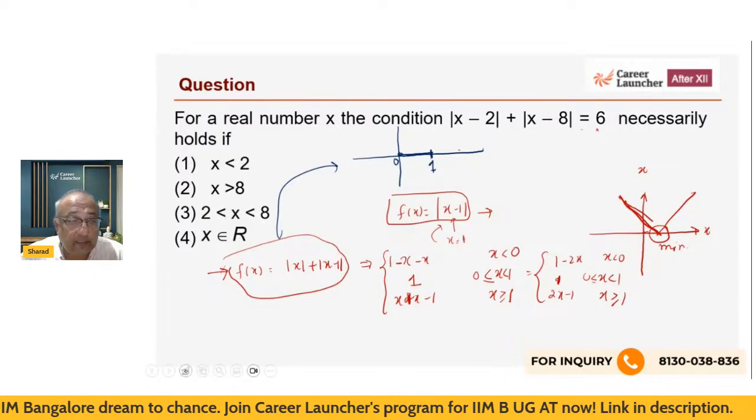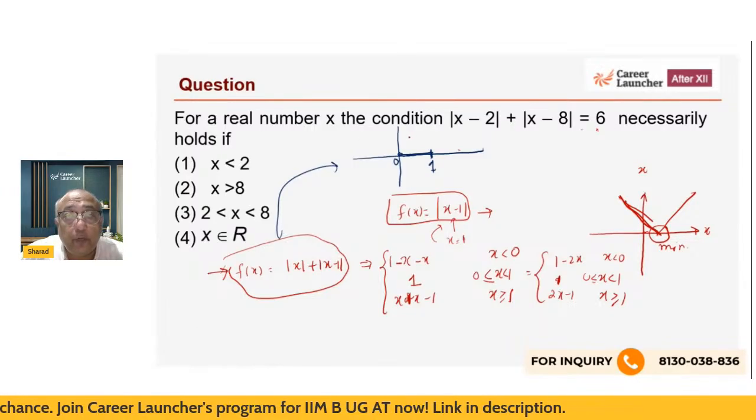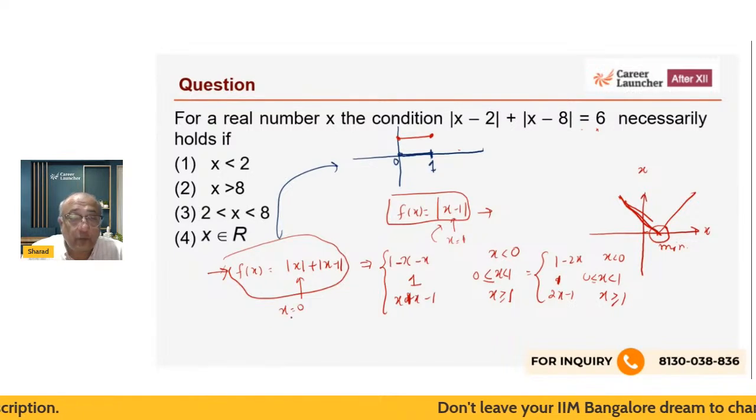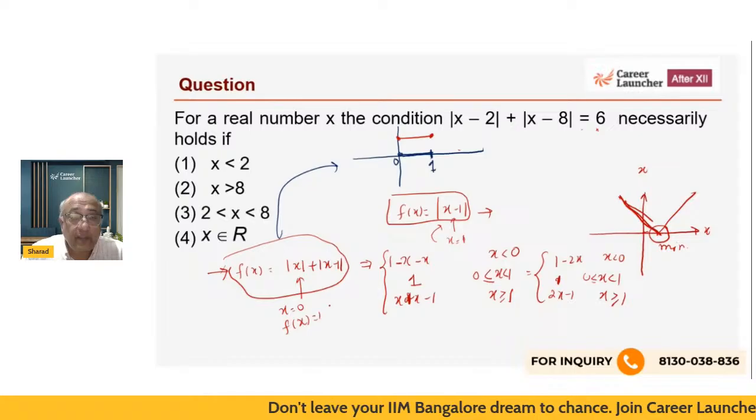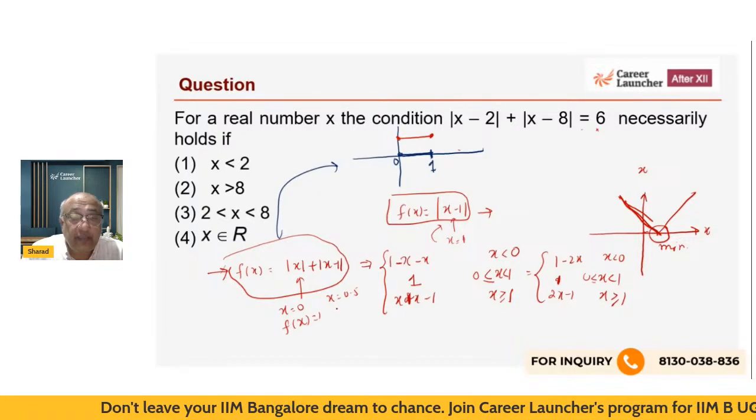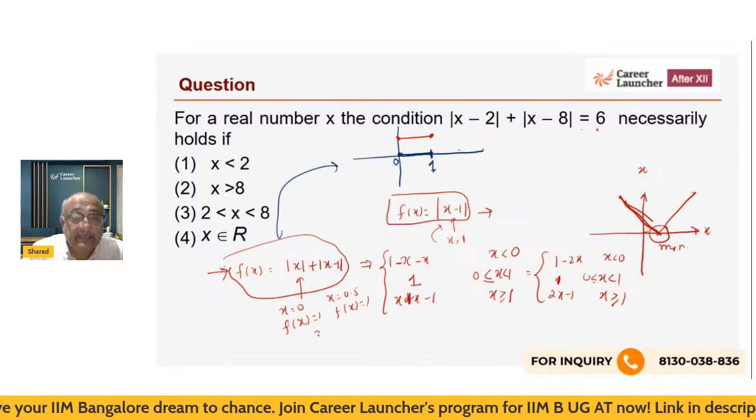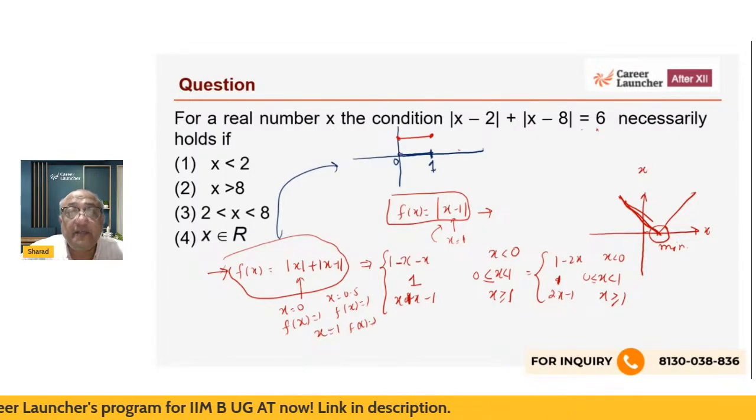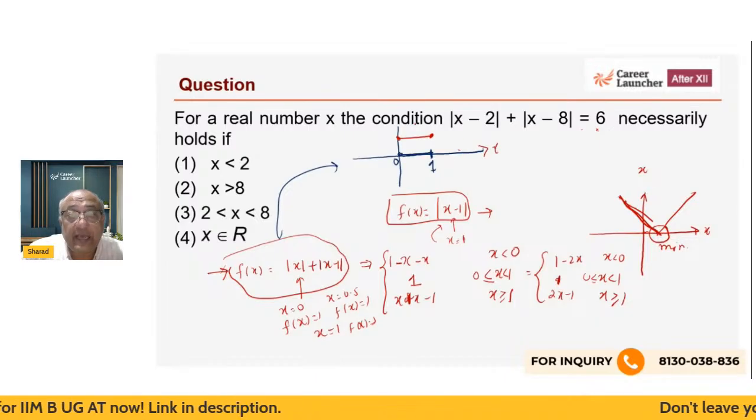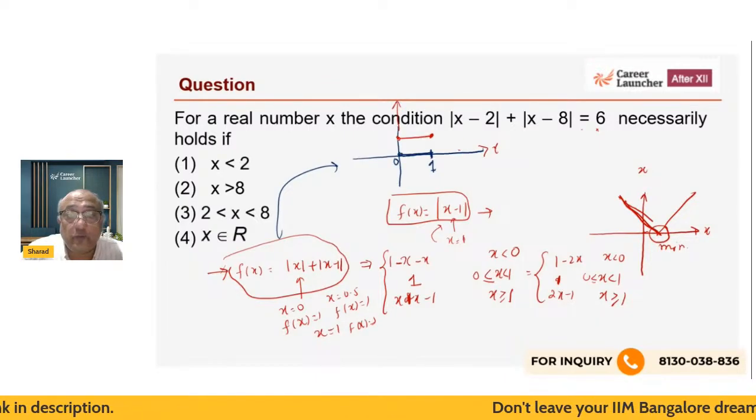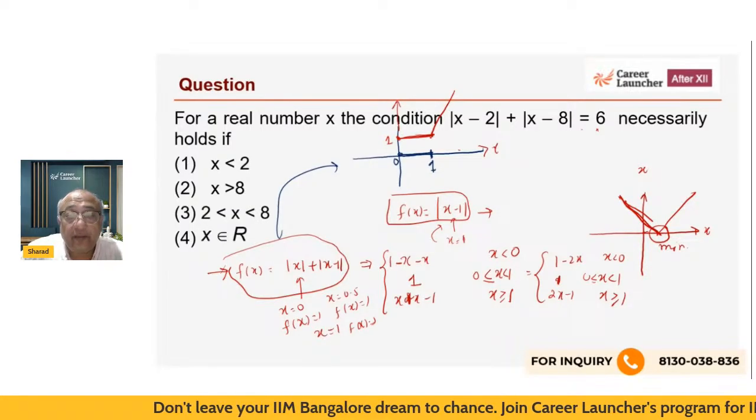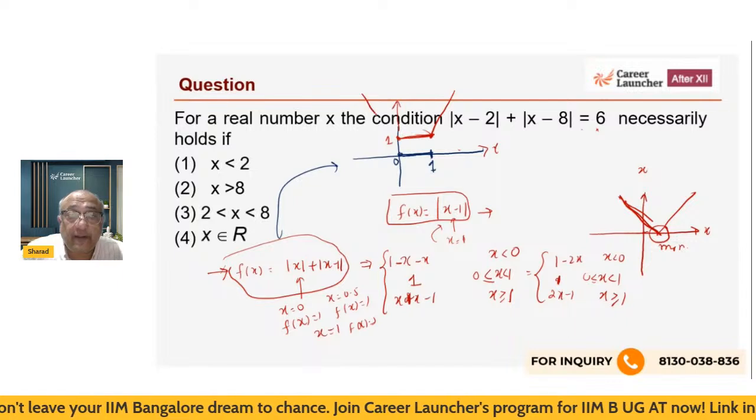I will draw this graph in red color. This value is 1. So x is equal to 0, f(x) is equal to 1; x is equal to 0.5, f(x) is equal to 1; x is equal to 1, f(x) is equal to 1. So what is the funda over here? From 0 to 1, whatever the value of x, I get f(x) equal to the same value, which is 1. And beyond this, it will be 2x minus 1, and here it will be 1 minus 2x.